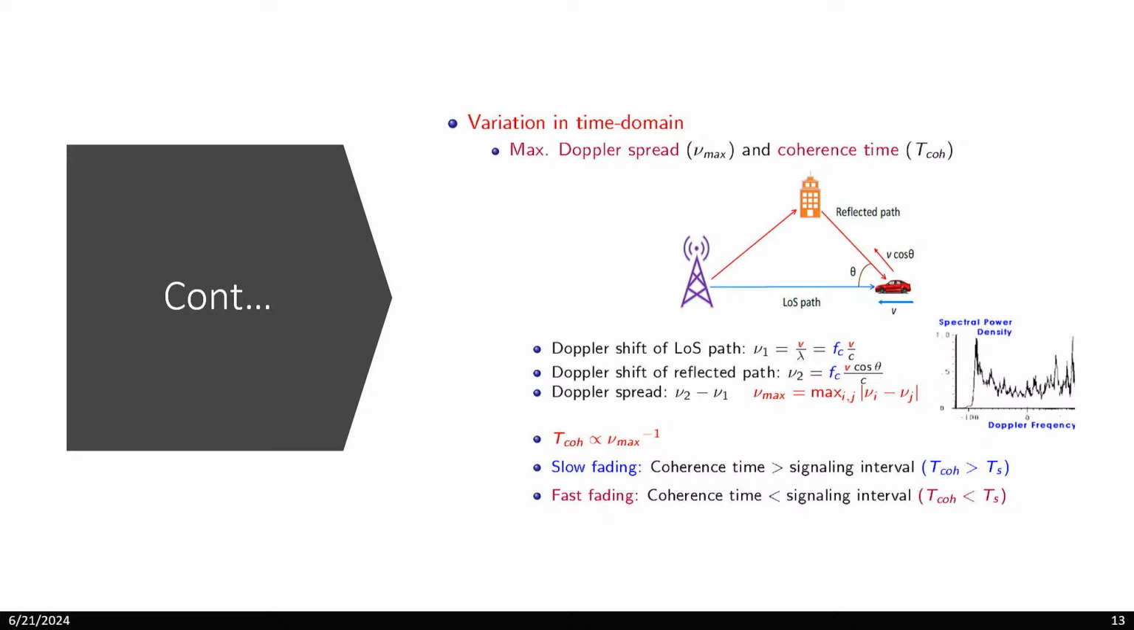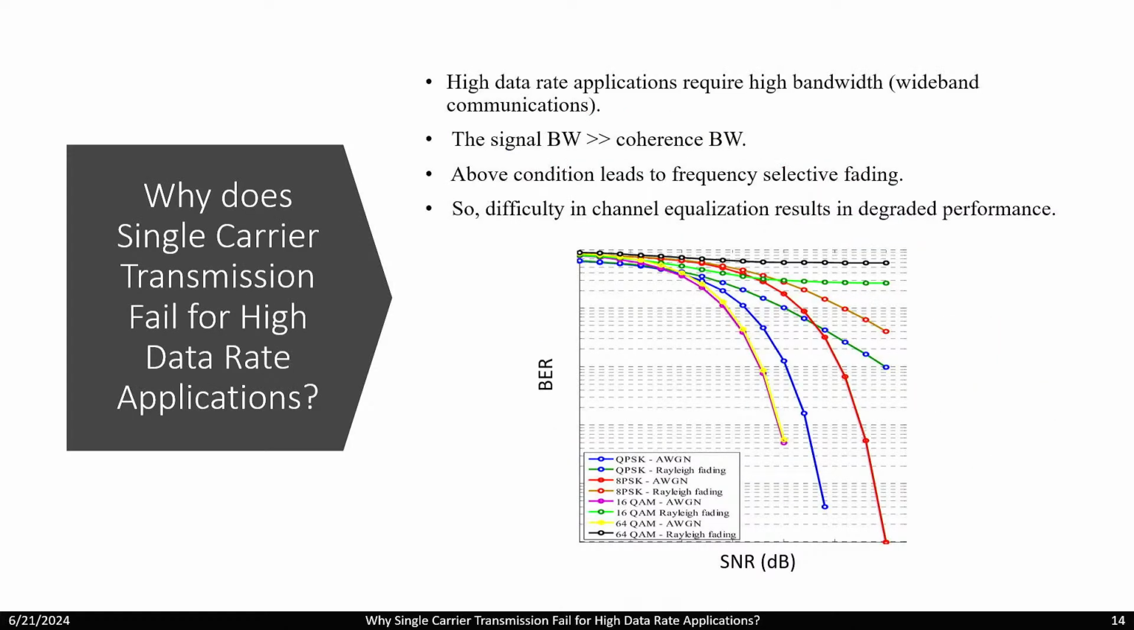Similarly, in the time domain the same phenomenon occurs, but it is due to the mobility of the mobile. Why do single carrier transmissions fail in high data rate applications? In high data rate applications, we need more bandwidth for transmission. If the bandwidth is more, then the coherence bandwidth condition will fail, because your bandwidth will be more than the coherence bandwidth. Then your channel will be frequency selective, and the performance at the receiver will be degraded.